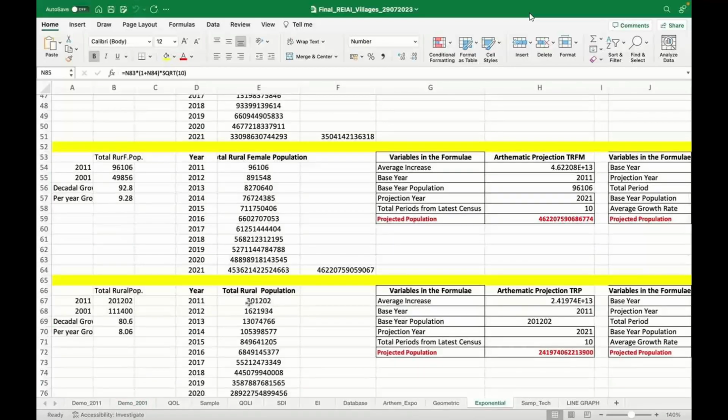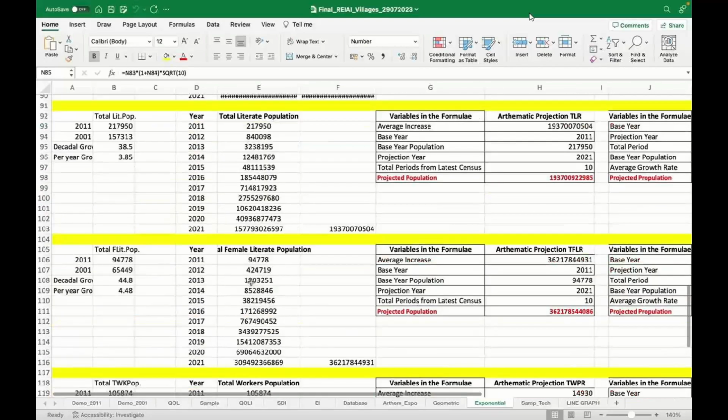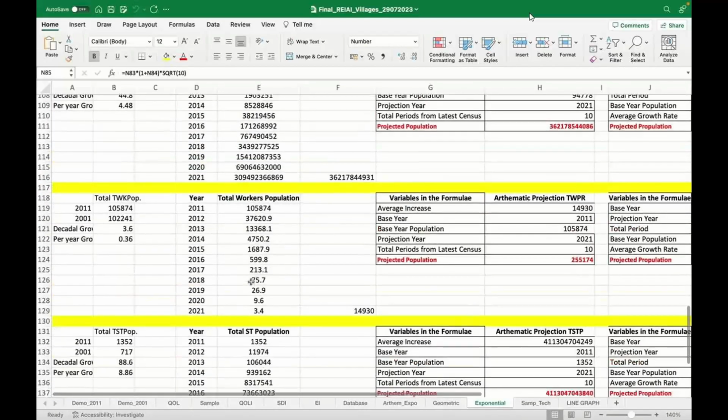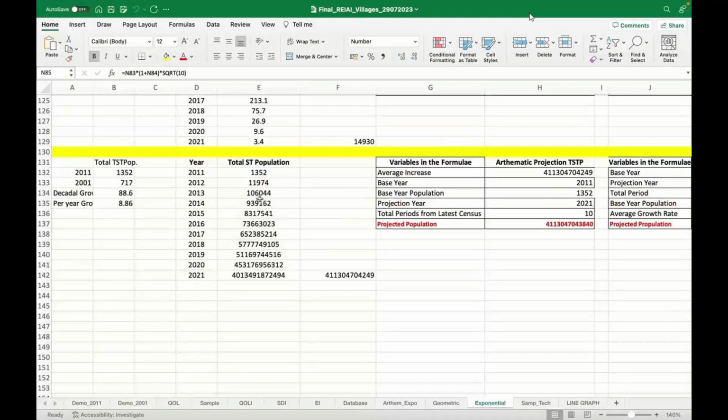So total rural female, total rural population is there, urban population is also there, literate population is also there, female literacy is also there, total working population, and ST, because my area contains a scheduled tribe population. So I have taken scheduled tribe as a main variable. What I have to do with the 2001 and 2011 data is calculate the decadal population and the average growth per year.